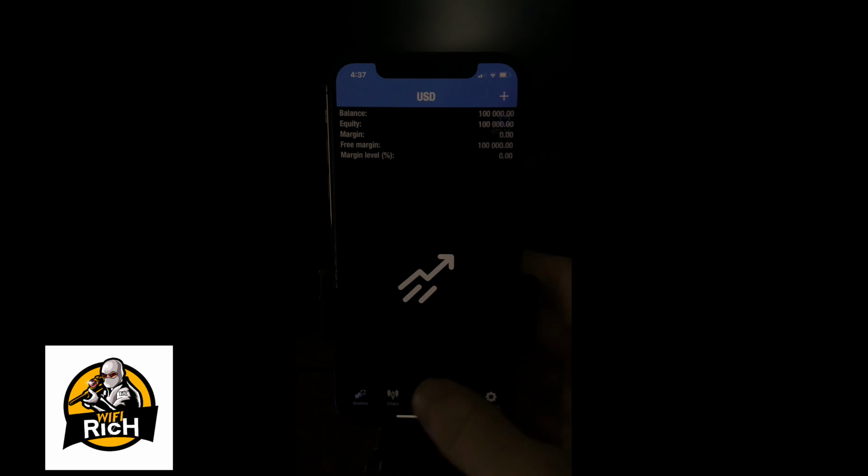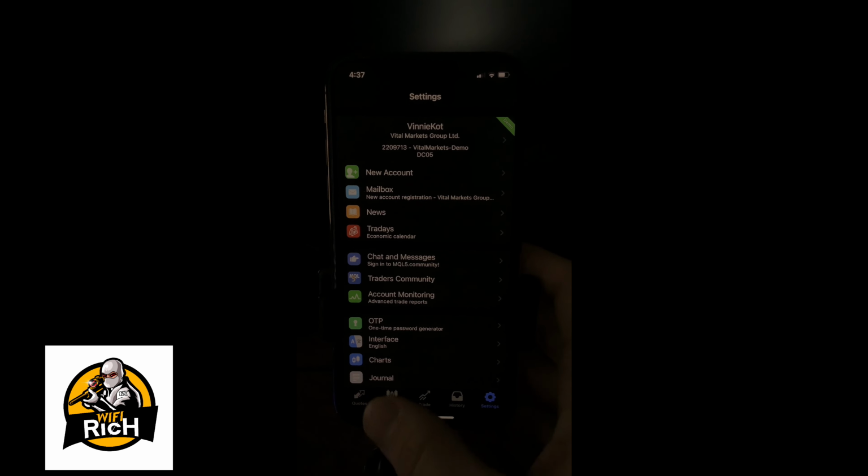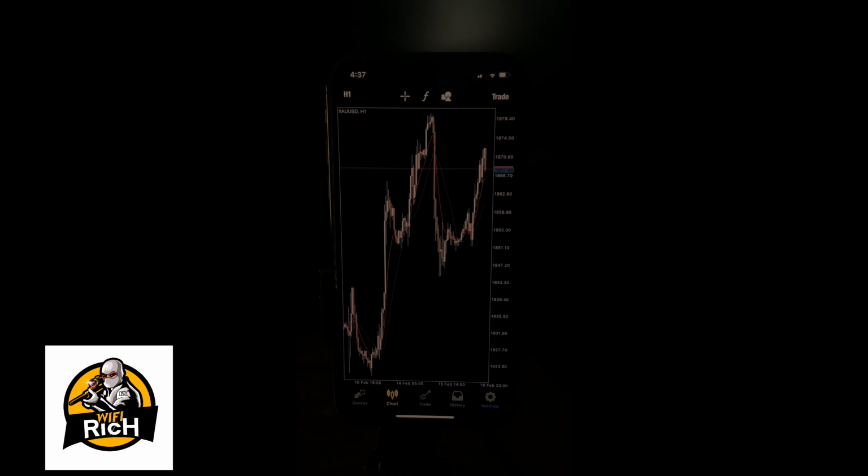Now that is set up on your chart. We have a $100,000 demo account set up, now ready to be leveraged with Wi-Fi Rich signals, and I will touch on that in a short second.